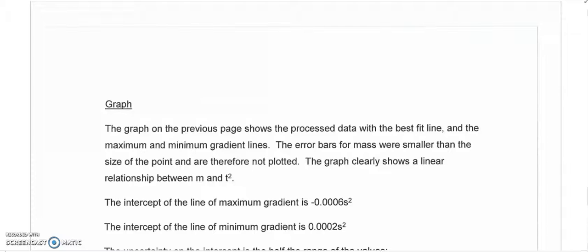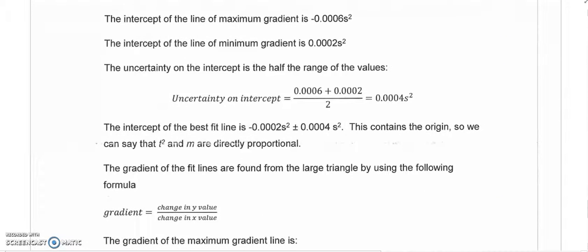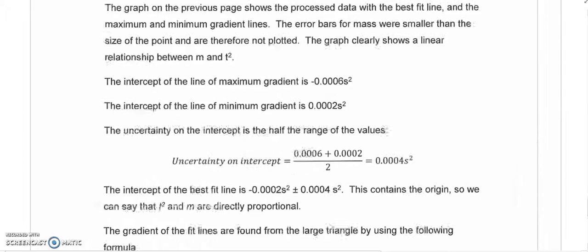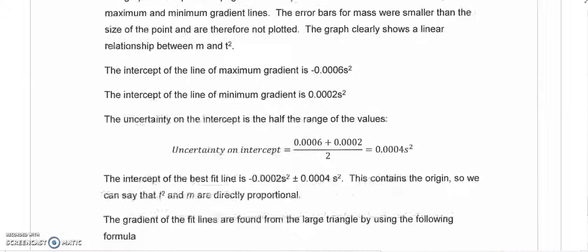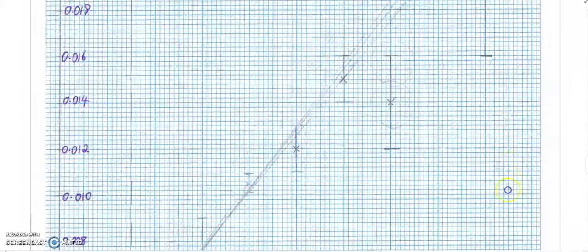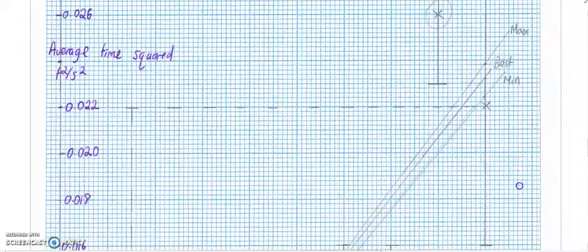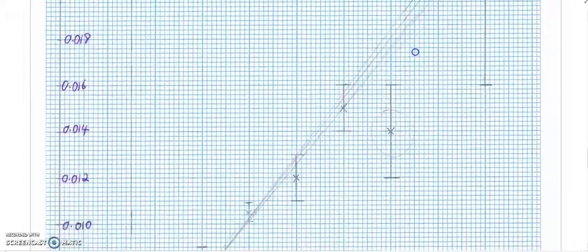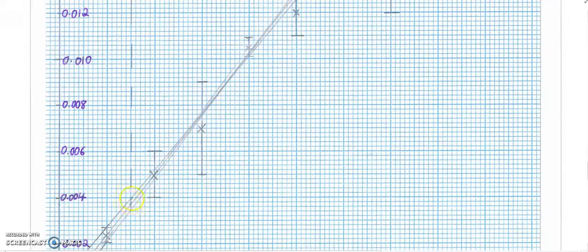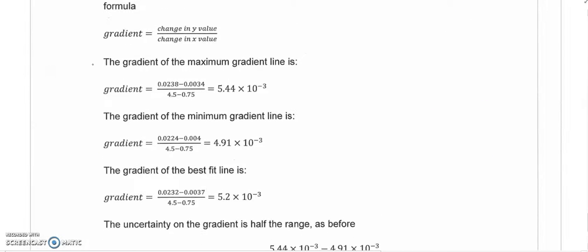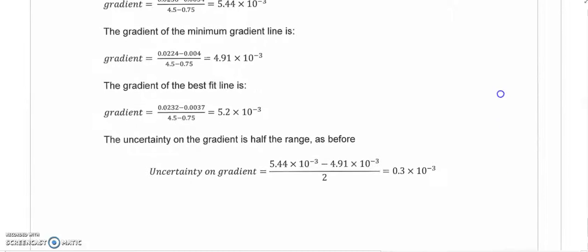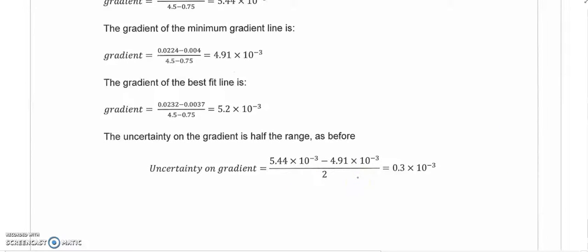If this is true and it's linear, which it is, we can say that in this case t squared and m are directly proportional. This is important because you're describing the graph: it's linear, and you've shown that it's directly proportional. The other thing we need to calculate is the gradient. So we draw some nice big triangles, there's the triangle there, all the way down to there, and that allows us to calculate the gradients of the maximum and minimum lines and the best fit line, and therefore work out the uncertainty on the gradient.